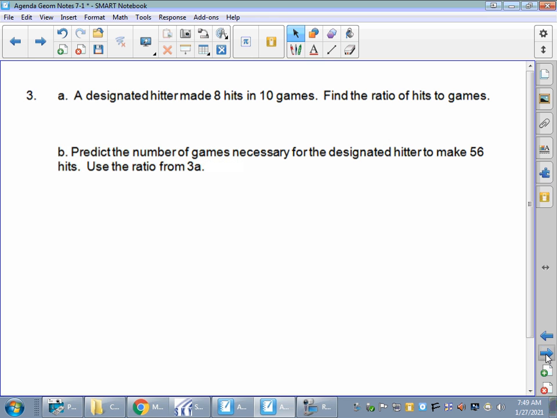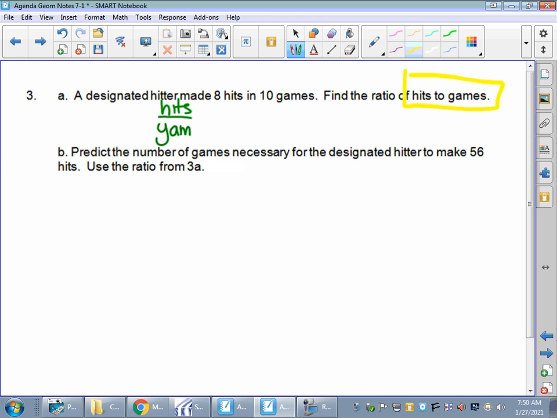So let's talk about writing our own ratios and then making a prediction. So a designated hitter made 8 hits in 10 games. Find the ratio of hits to games. So just a fraction, right? Hits to games. So hits has to be on the top to games. Sometimes it helps when you label it too. So this one's pretty easy, right? How many hits? 8. How many games? 10. Of course, we're going to simplify that down. So for every 4 hits, he played in 5 games.